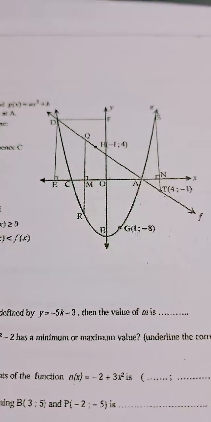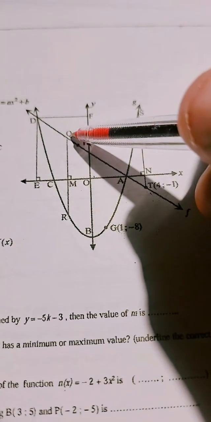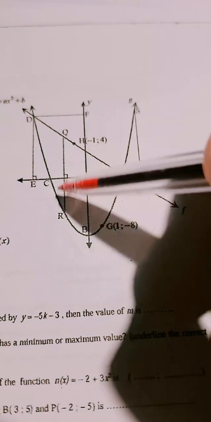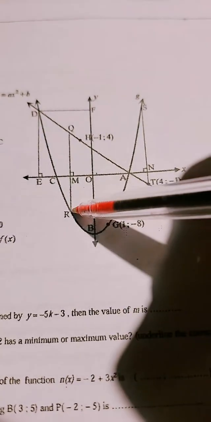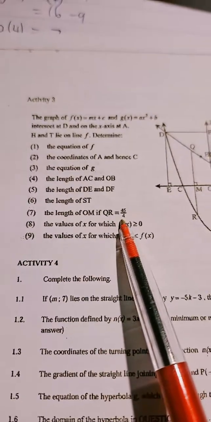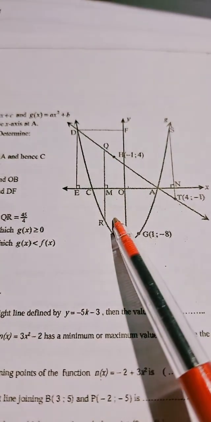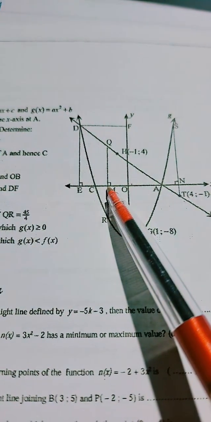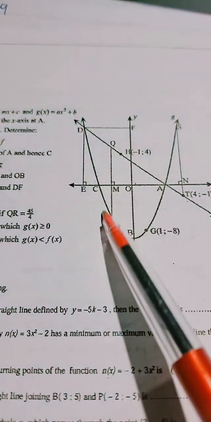But what I do notice though is that Q is a point that lies on the straight line and it is above. R is a point that lies on the parabola and it is below. So if they have told us that the distance of QR is 45 over 4, that means we know the vertical distance from here to there. Then I can solve for the value of x along this vertical line.